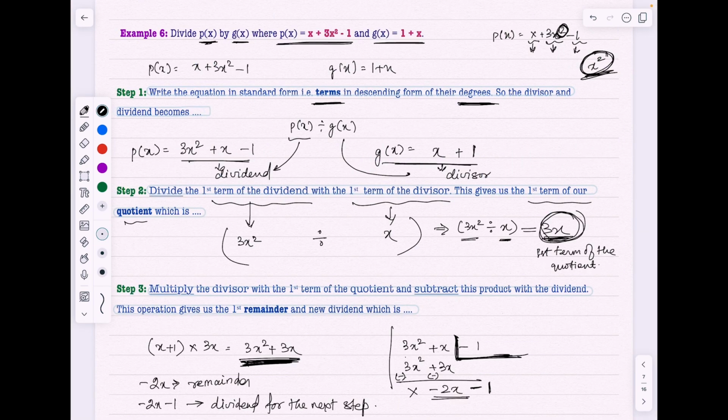Okay, and now these two steps are repeated. See, here I have written, you got minus 2x. So this minus 2x is the, you can say, remainder. Remainder is the incorrect term, because remainder's degree should be less than the degree of the divisor. So remainder also it is not correct. You think of it as the first remainder. It is not the last remainder. And with the carryover, remainder plus the carryover will give you the dividend for the next step.